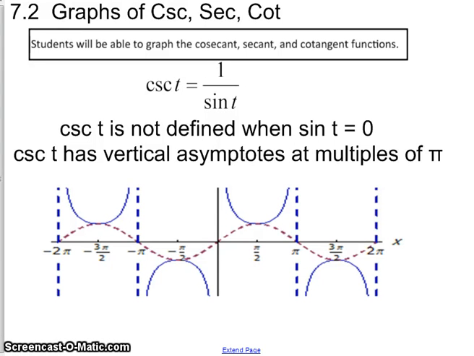Today is May 15th, 2014. This is period 7. Today we are learning about graphs of cosecant, secant, and cotangent.